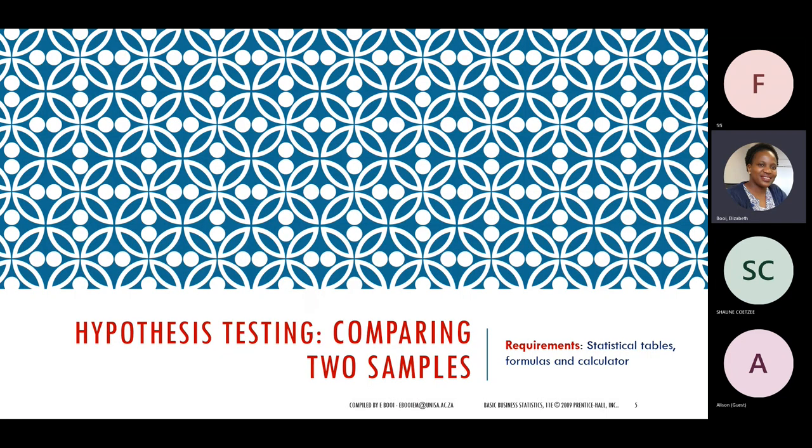Let's dig in and look at hypothesis testing when we compare two samples. In order to do this hypothesis testing, normally you would require a statistical table, but we realized last time we met that in your module, they don't want you to learn how to use the tables. You just need to know the concepts relating to hypothesis testing, and you should be able to calculate certain things related to it in order to make a decision. So we're not going to worry too much about statistical tables, but we're going to look at formulas and how we use our calculators to calculate those formulas.